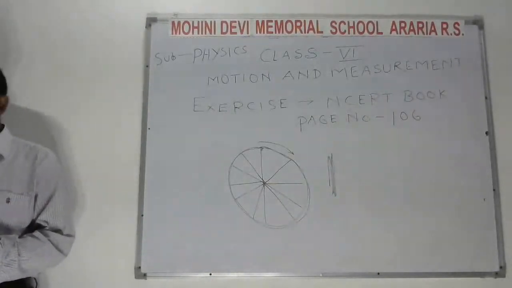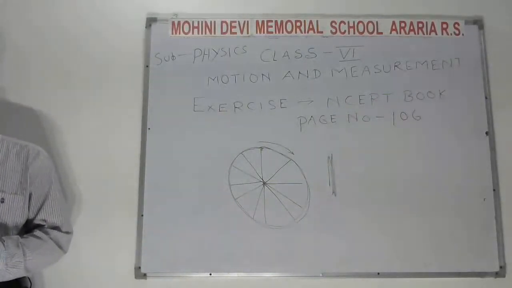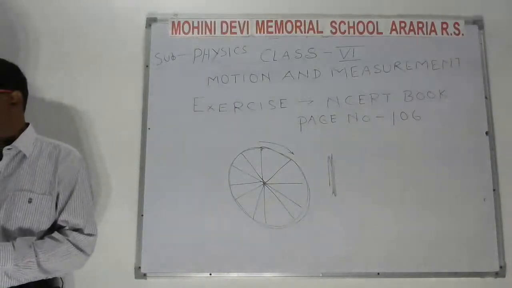The third question is, why can a hand span or a foot step not be used as a standard unit of length?